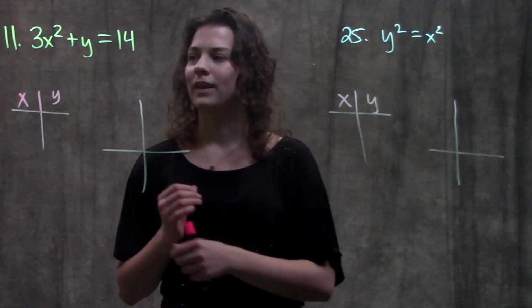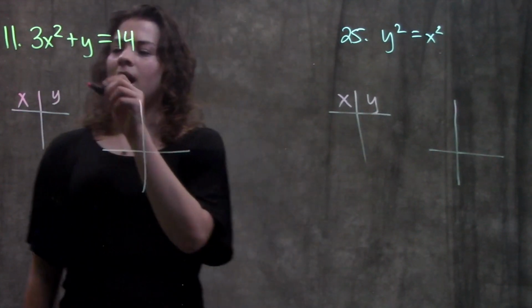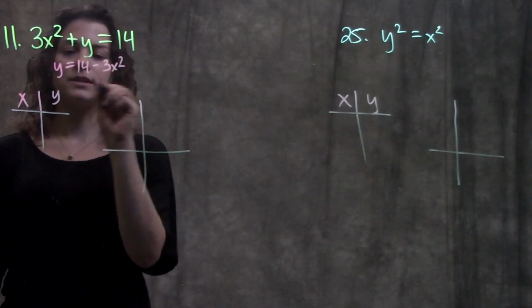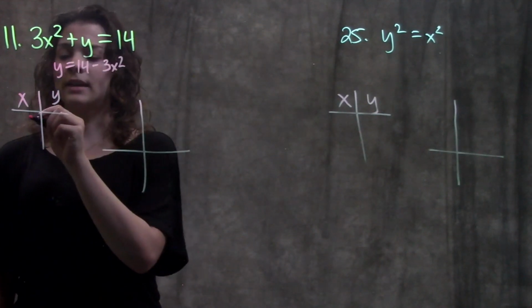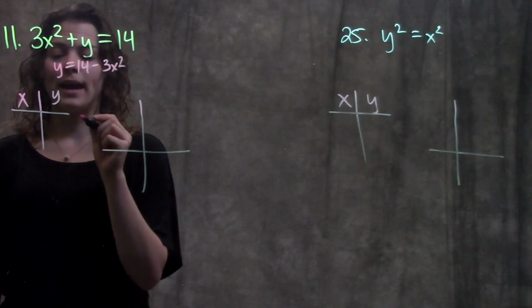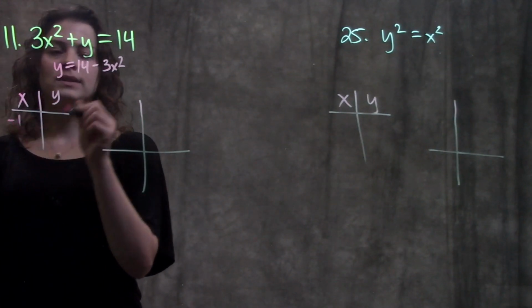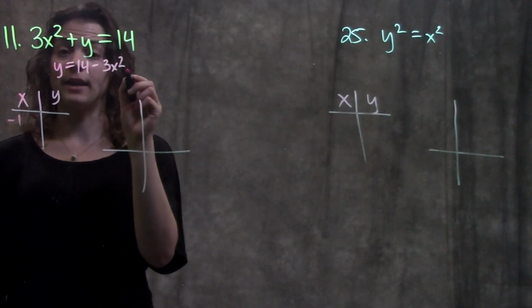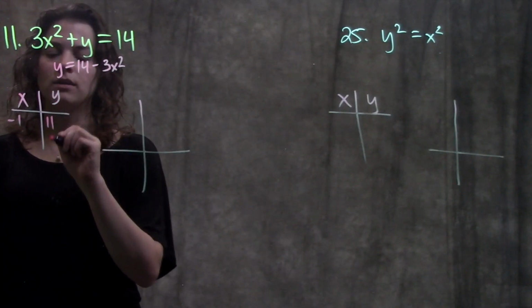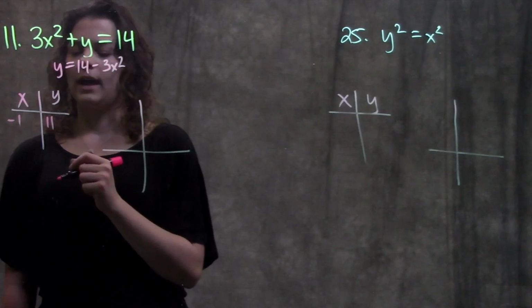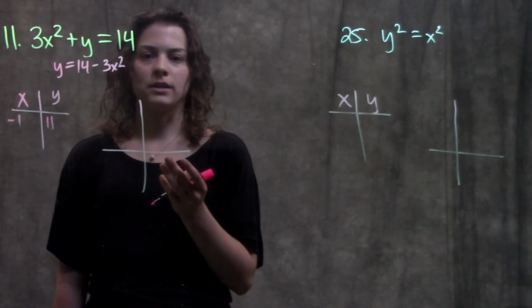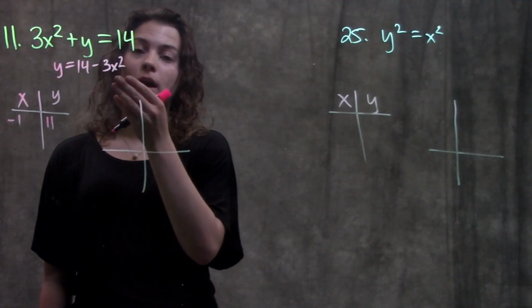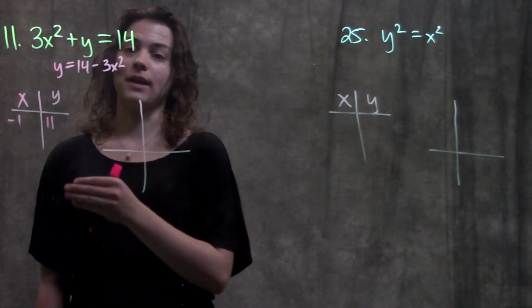Okay, so starting with number 11, what I'm going to do first is solve for my y, my output, and I get this equation. And next, I'm just going to plug in test values for my x and see what happens. So let's say I plug in -1 into my equation. I'll get 14 minus 3 times -1 squared. 14 minus 3 will just give me 11. And I think, is there any other possible answer I could have gotten? No. When I plug in -1, the only possible thing that could happen is that I get 11.